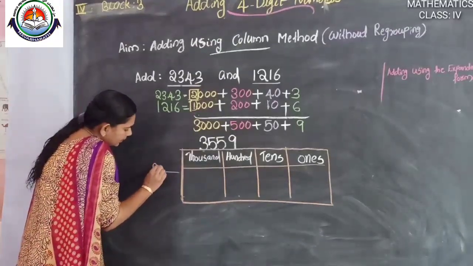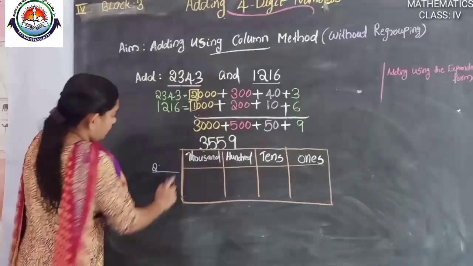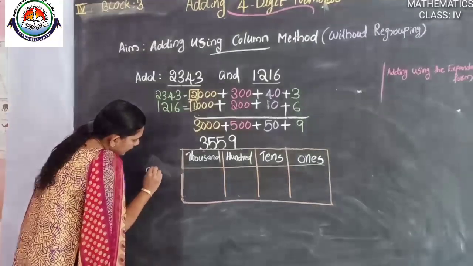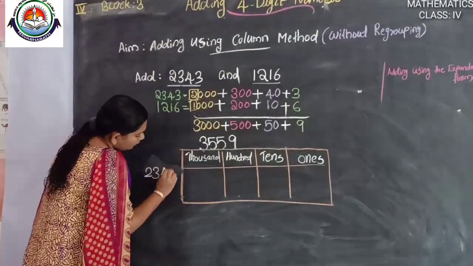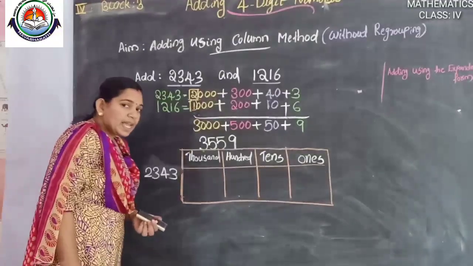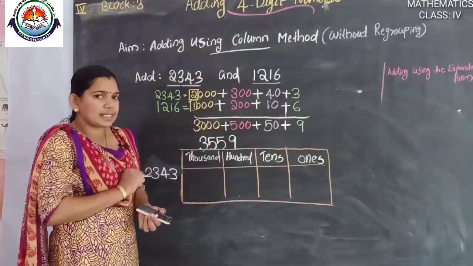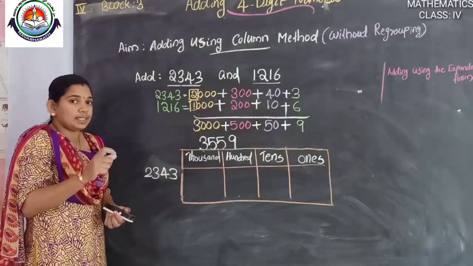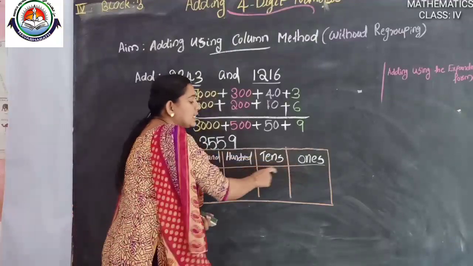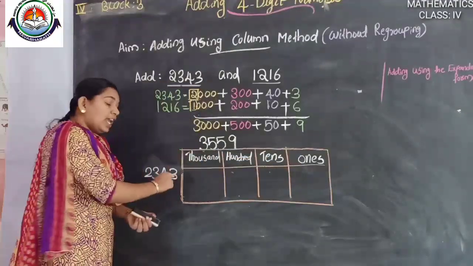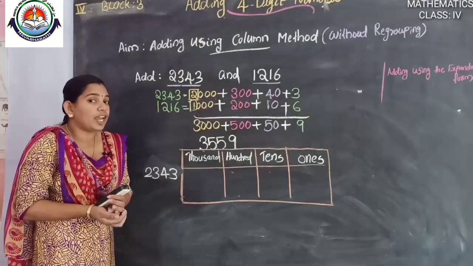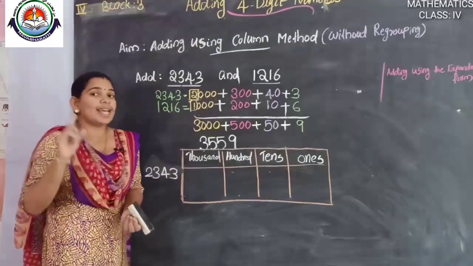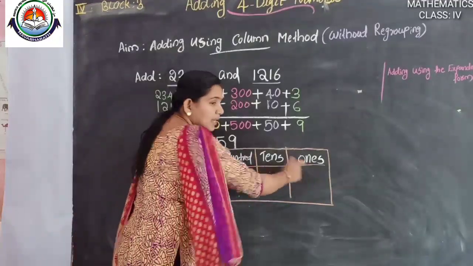2343 first. Are you pasting? Then the small pieces are the 3, 4, 3, 2. Those place digits, that paper, you paste in each column. The 3, where do we place it? Which place? First 3. Yes, ones place. You paste that 3 in the ones place.